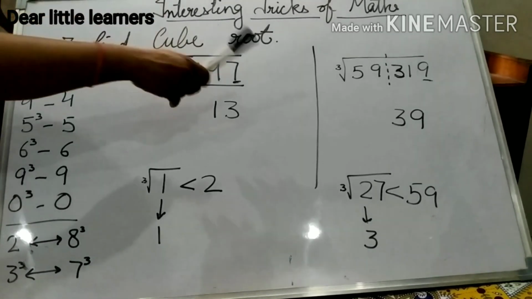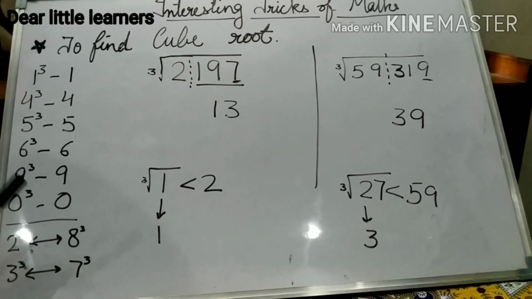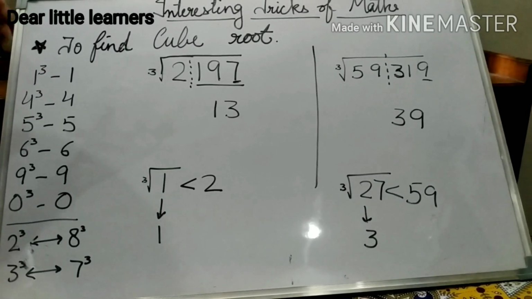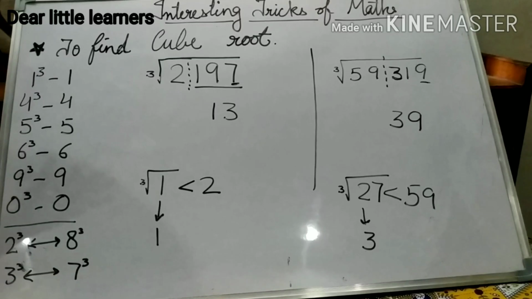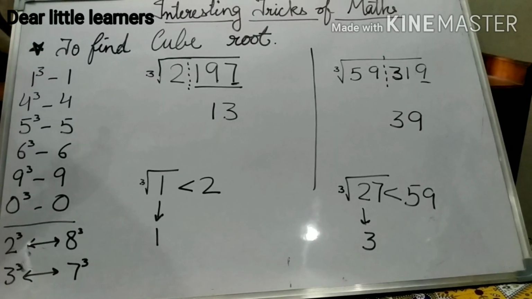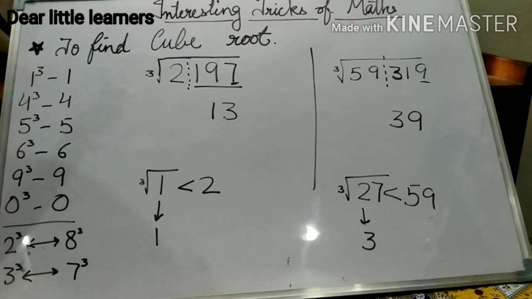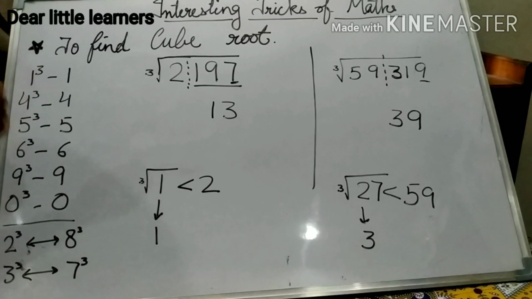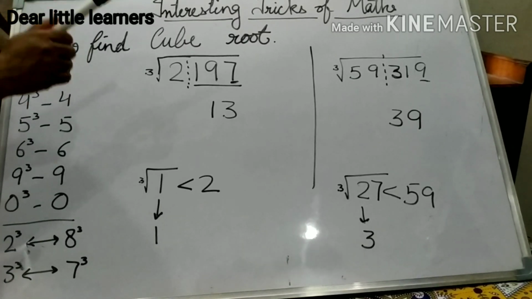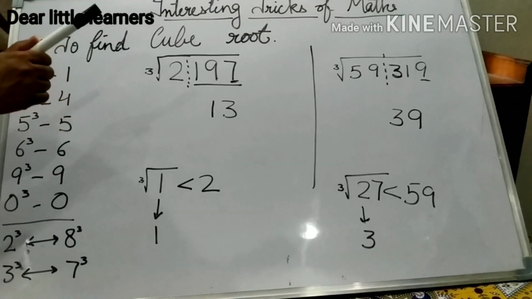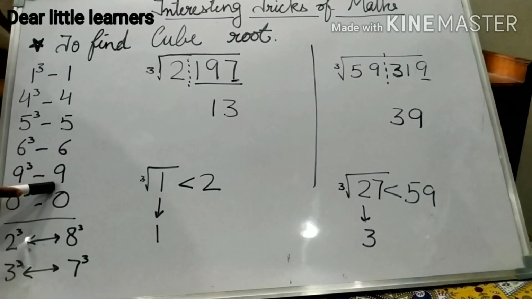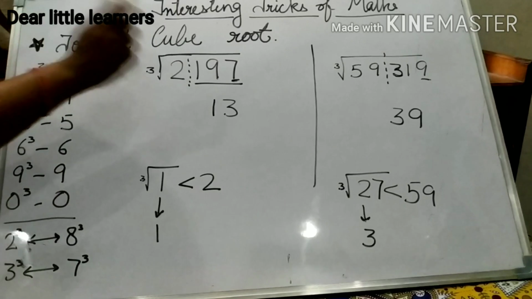The next number which I have taken is 59,319. The last 3 digits I have taken separately, because to find the cube root we take 3 digits together first from the last. So 319 we have separated, and 9 is coming at the last. You can see here that the cube of 9 ends in 9 only, so we have written 9 there.